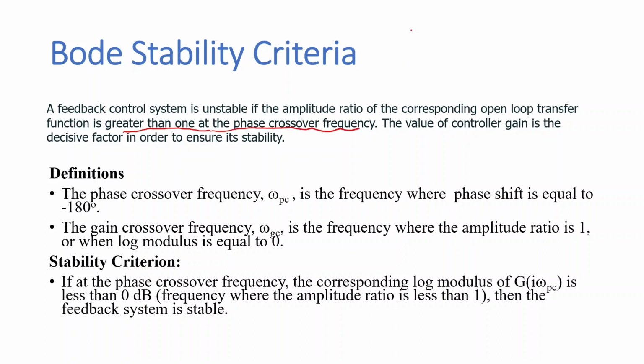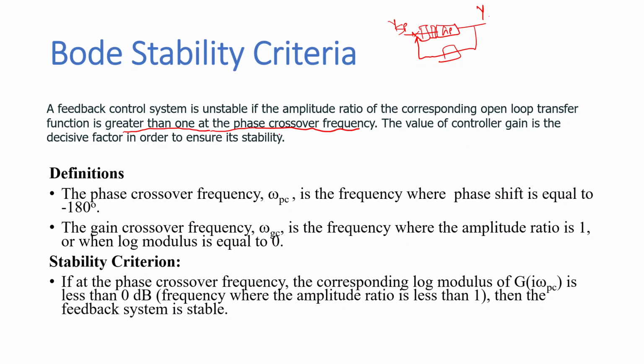So let's assume we are given a process, and we have a controller and a control element, and we are using a feedback control system to control the output. If we find the amplitude ratio corresponding to the open loop transfer function of this block diagram at the phase crossover frequency, then it should always be less than 1 for the system to be stable. So the value of the controller gain is a decisive factor to ensure stability.